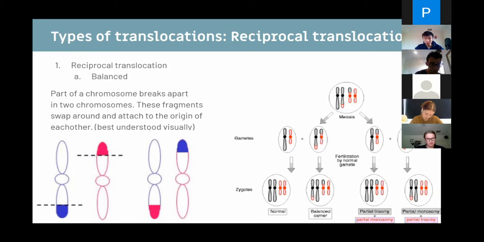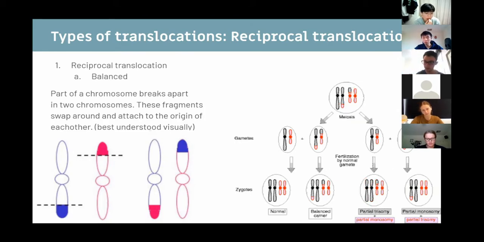Reciprocal translocation is when part of the chromosome breaks off and these fragments attach to the origin of each other. Here is an image to help with this understanding. You can see these have translocated. And you have a partial trisomy as a result of the additional genetic material of these, and a partial monosomy because these are not complete chromosomes. Important in Down syndrome. Again, you just really need to know the word.